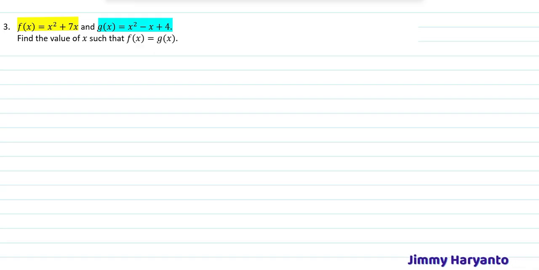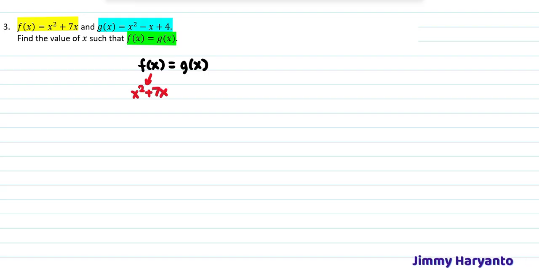I'm taking my words. This one is still easy because the x squared later will cancel each other. And then the question also says f(x) equals g(x). Just write it like this, f(x) equals g(x), and because we already know that f(x) equals x squared plus 7x, that means you can replace this with x squared plus 7x, and then equal to g(x), which will be x squared minus x plus 4.